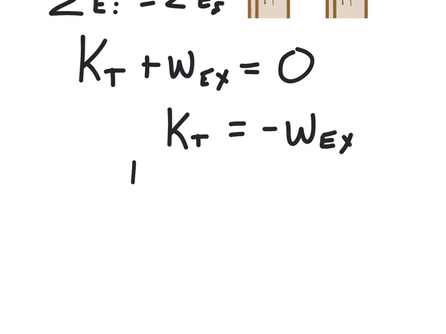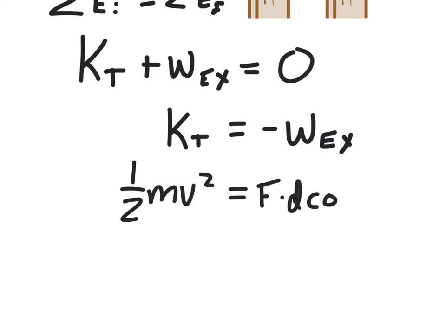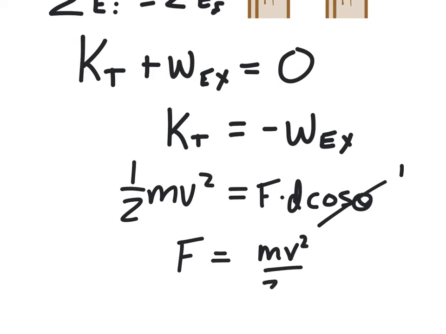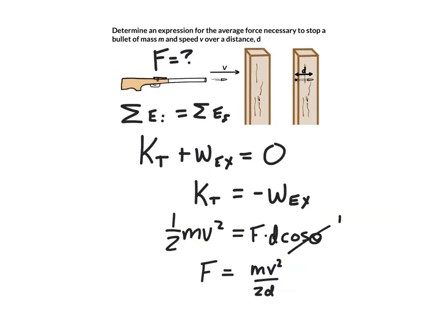That kind of makes sense. Next step, we apply the formulas. 1/2 mv squared is going to equal F times d cosine of theta. Now that theta is the angle between the force and the displacement, so our cosine in this case is going to be equal to 1 since they're collinear. And now you're going to just solve for F, because that's what we set out to do. Looks like it's mv squared divided by 2d. And there it is in all its glory.